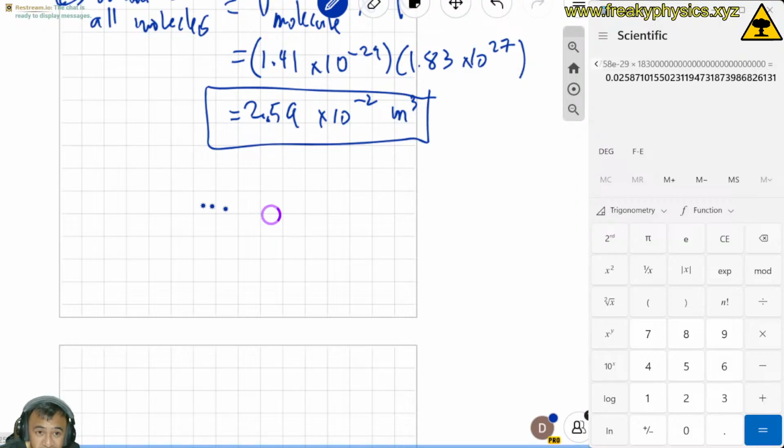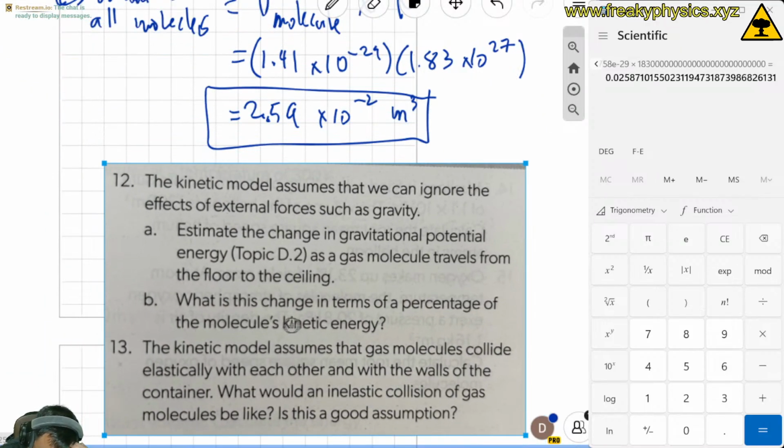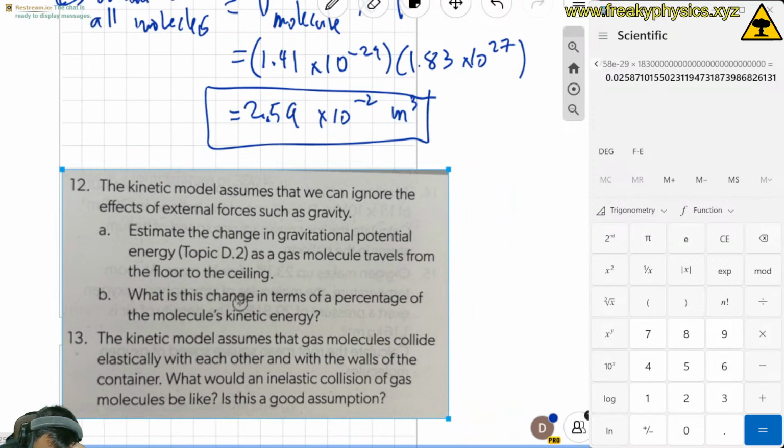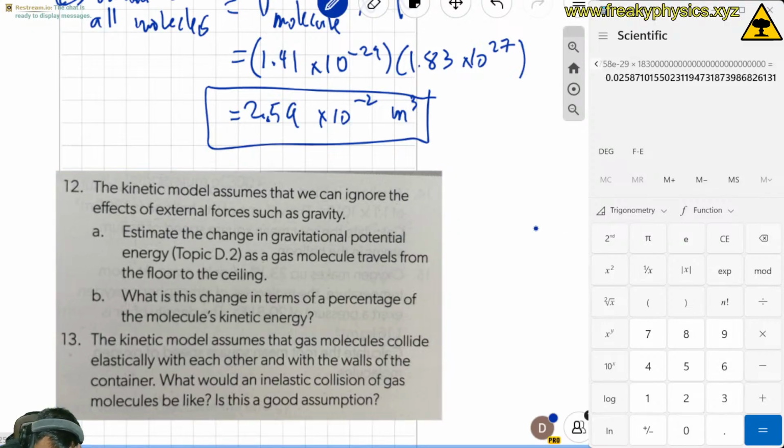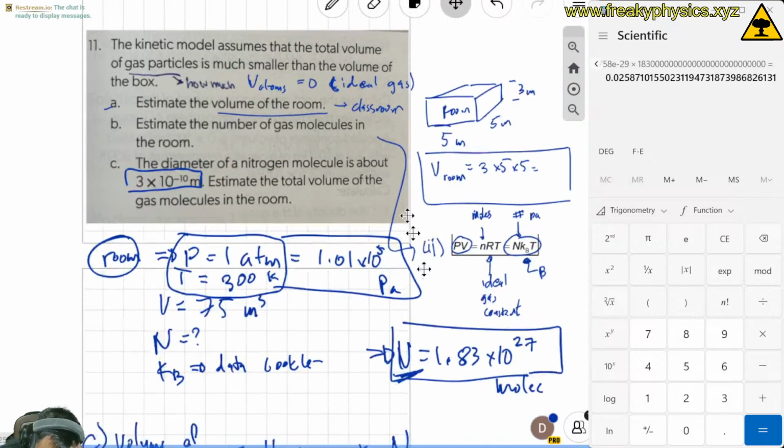Okay. Basically, the statements that come before the questions are the assumptions of the kinetic model. Now, in A and B in number 12, it's asking you to compare the effects of gravity to the actual speed of the molecule, right? So in this case, go back to A. Do we know the mass of the molecule? It is not given.